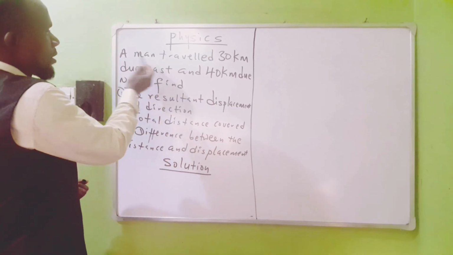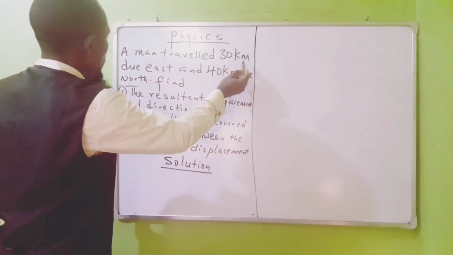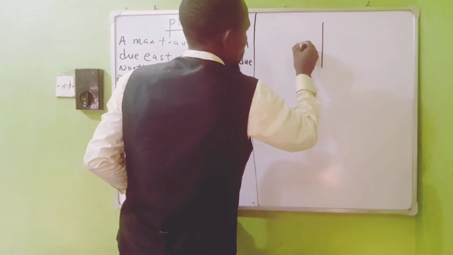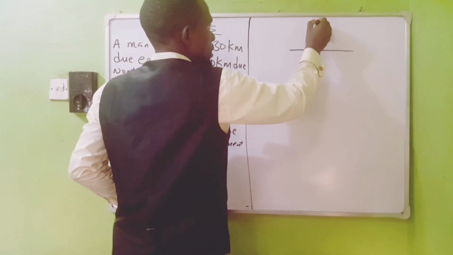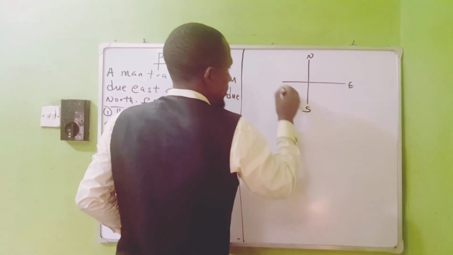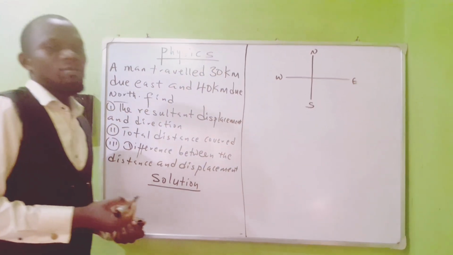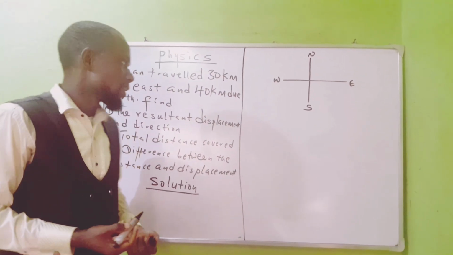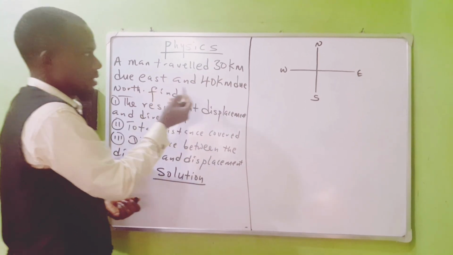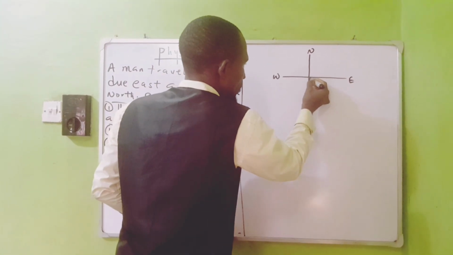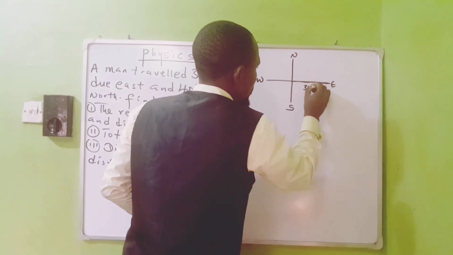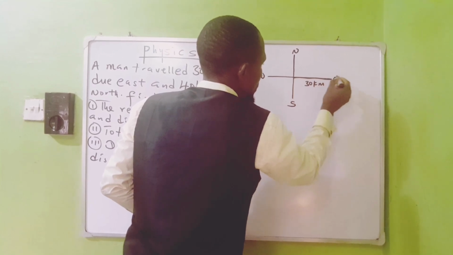Watch, a man travels 30 kilometers due east, so I have to bring this. Here is my north, here is my east, here is my south, and here is my west, which is very important. You can get this in bearing. So the man traveled from here to this point, my 30 kilometers due east.